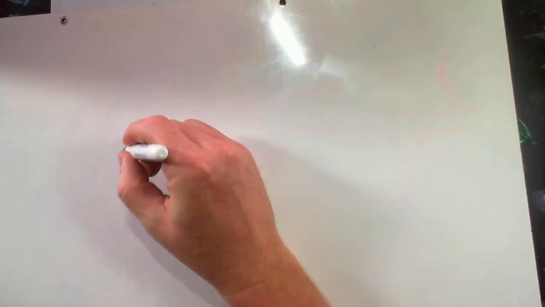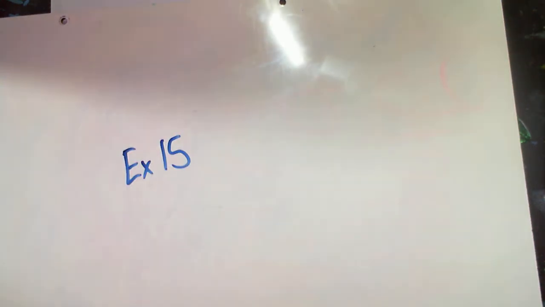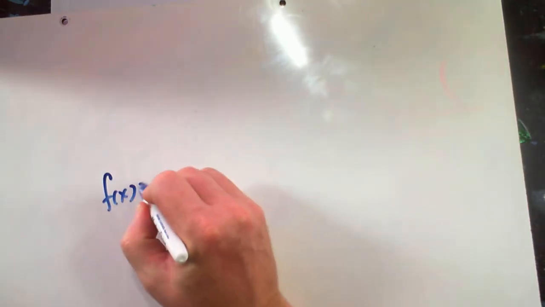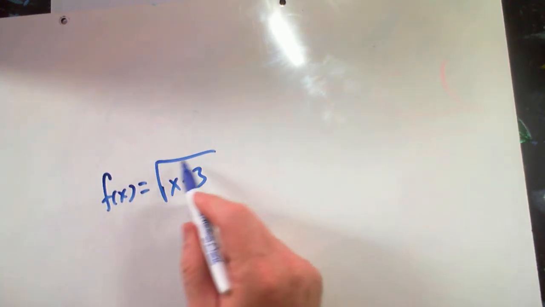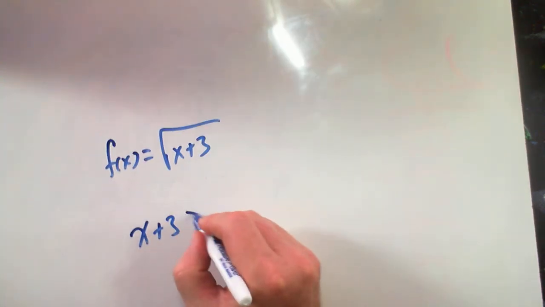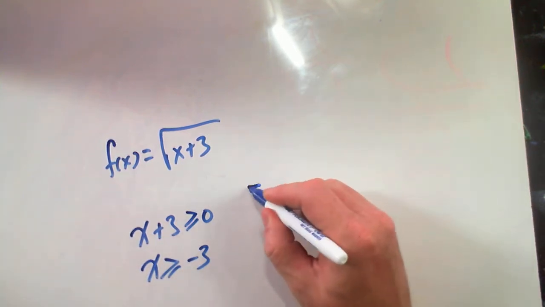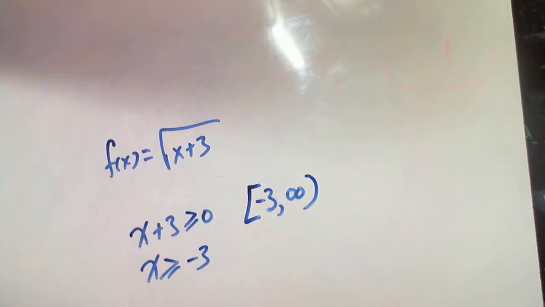The last question that I got so far was on example 15. Here we are looking at domain when it has to do with radicals. So you have f of x equals the square root of x plus 3. You take whatever is underneath, x plus 3, set it greater than or equal to 0, so x must be greater than or equal to negative 3. Since we have the or equal to, we open with a bracket, negative 3, and then we go on forever, so we are at infinity.